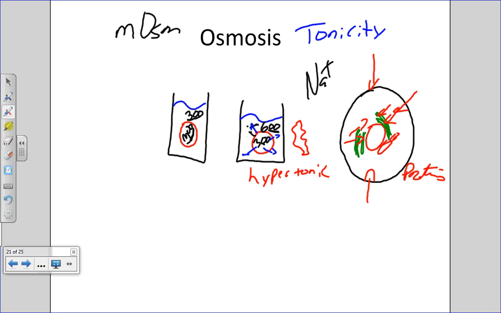The opposite of hypertonic would be hypotonic. So let's do this again. We've got our red blood cell, and the red blood cell has 300. And now let's say there are only 100 sodium ions in the extracellular fluid here.